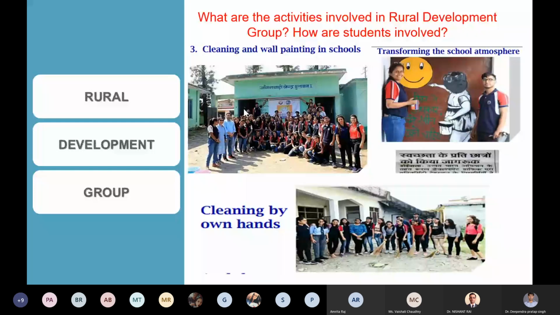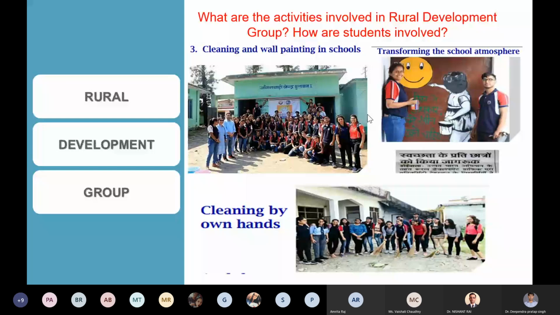Like if you visit a school, obviously you are well aware of the conditions of the school. So our students, they go and they clean the schools, and they go, उनकी जो walls हैं, wall paintings, and so they transform the entire scene of that school by decorating walls, by pictures, by graphs, and quotes.